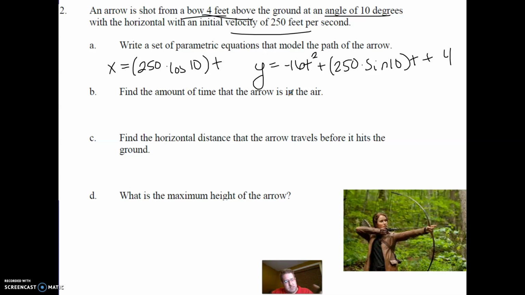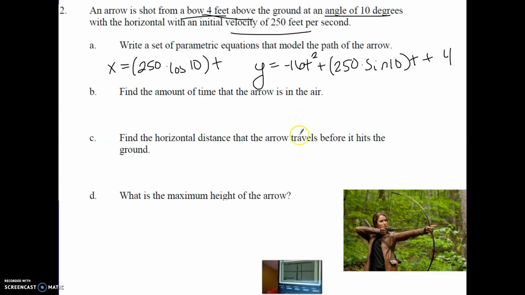Which gives me this screen. I'm going to press number 1. I'm sorry, no, I'm going to try that again. I want to press number 2 for zero, because I want to find where it hits the x-axis. And then it's going to ask you a series of 3 questions: left bound, right bound, and guess.